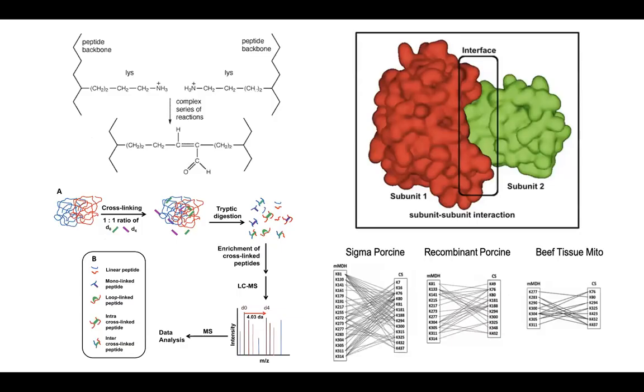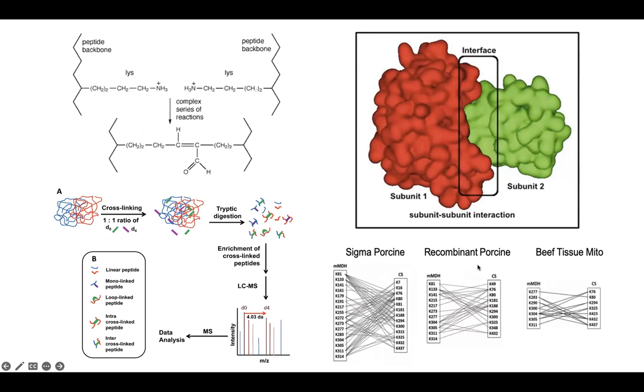So a few years ago, a group or two groups cross-linked proteins and then modeled them. They took citrate synthase and MDH, cross-linked the lysines, cleaned it up, threw it through mass spec and said, who's talking to who? What lysine is talking to what lysine between MDH and CS? What was interesting, and still confusing to me at this point, is that if they took commercially purified porcine MDH from Sigma, they got one set of interactions or crosslinks.